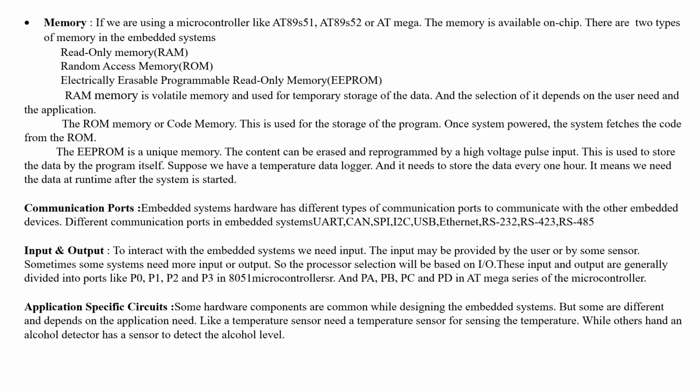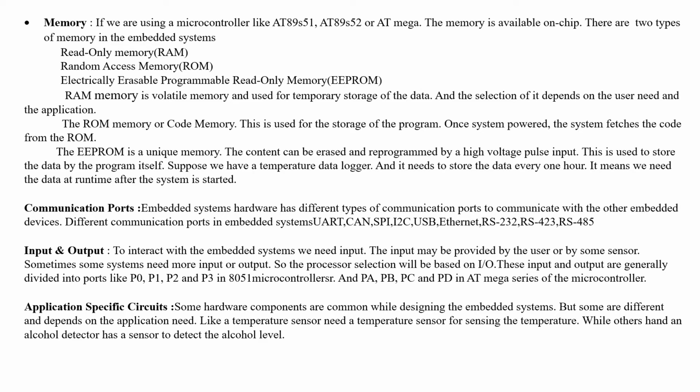Another type of ROM is EEPROM, which is a unique memory. It is also called electrically erasable programmable read-only memory. The content of EEPROM can be erased and reprogrammed by a high voltage pulse. Next component is communication ports. So as the name indicates, communication ports are used to communicate with other embedded devices. Different communication ports are available in embedded systems like UART, CAN, SPI, I2C, USB, Ethernet, RS-232, RS-423, RS-485, like that.